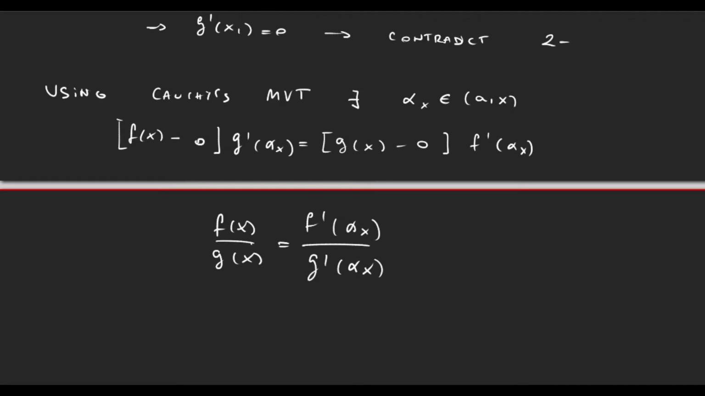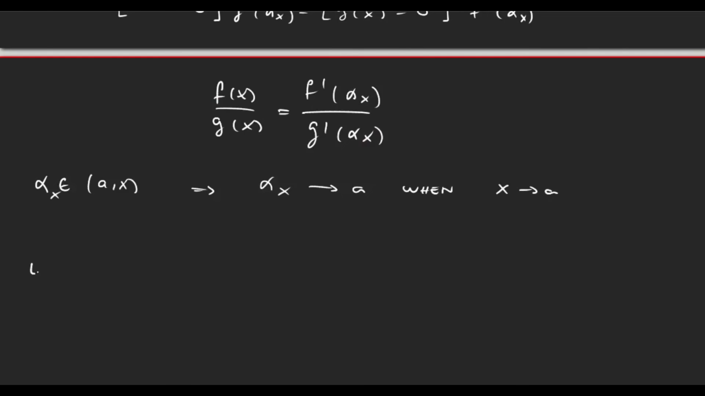Now, because alpha x was in the interval a, x, alpha x tends to a when x tends to a, because we're just making the interval smaller and smaller.